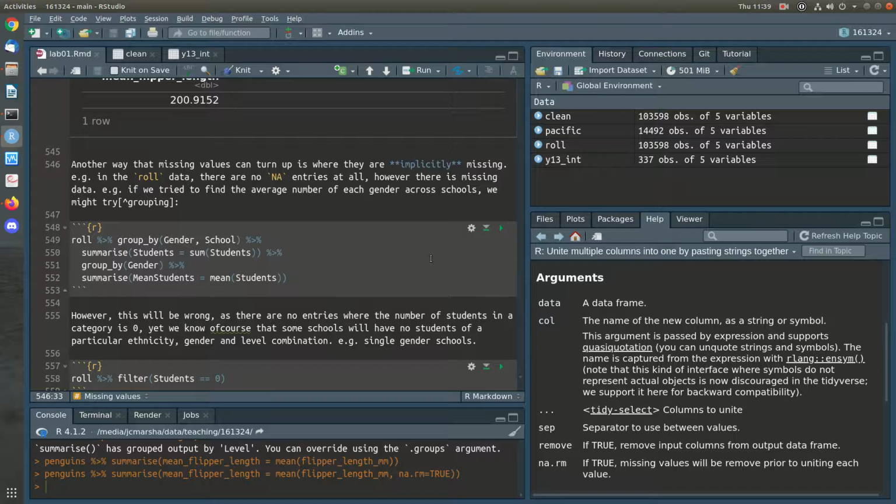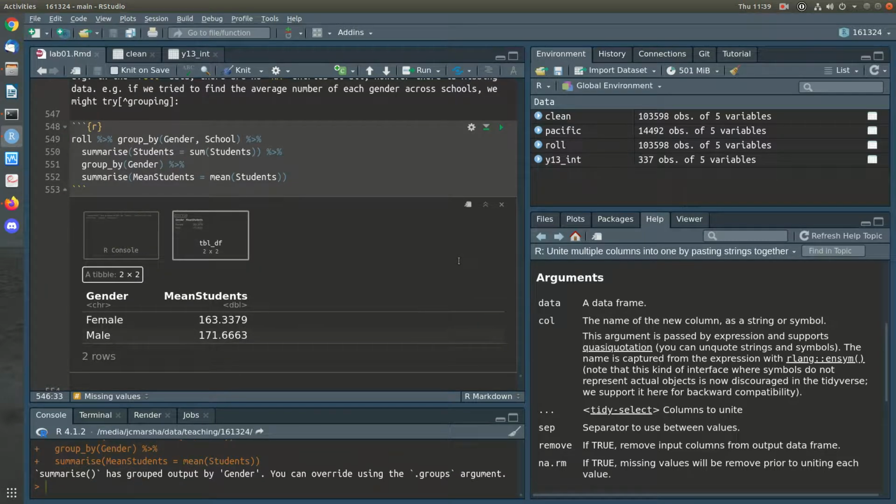So for example, if we wanted to find the average number of students in each gender across schools, we could try this code here, which would work just fine and give us an answer because there are no NAs in the data, so there's nothing to mess up the mean computation. We don't have to put na.rm equals true or anything like that. It gives us an answer that on average across the schools there are 163 females and 170 odd males, but this answer is actually wrong.